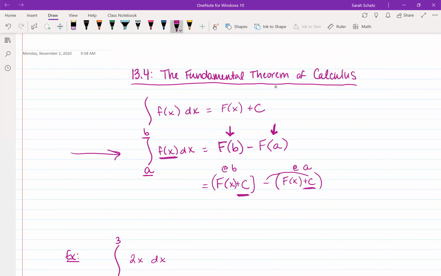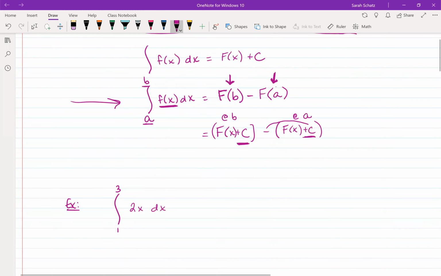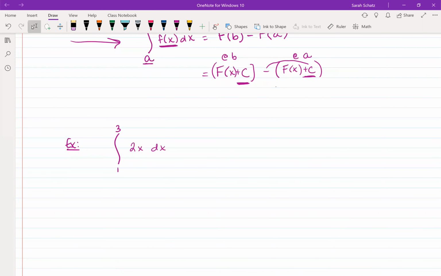So using this fundamental theorem is actually pretty easy. We just integrate as normal, and we put in the bounds after we integrate. So let me show you on this easy example here. Notice I've got here, I want to integrate from 1 to 3 the function 2x dx.